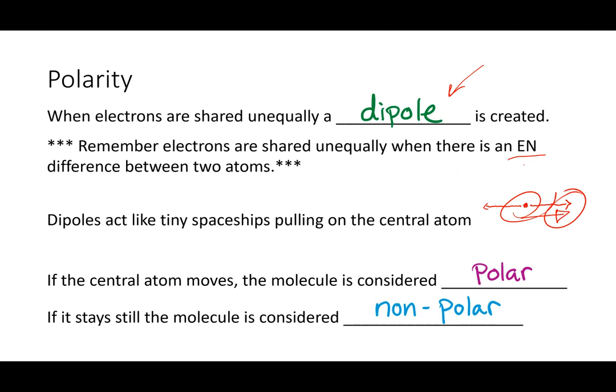Okay, if the central atom were to move, the molecule is considered polar. If it stays still, again, it's not actually moving, but the electrons are moving away from it. If it stays still, the molecule is considered nonpolar. Okay, so that would be the difference between a polar molecule and a nonpolar molecule. Another way to look at this would just simply be to say if it's symmetrical, then it's nonpolar, and if it's asymmetrical, then it is polar. All right, and this will make more sense as we look at some examples.